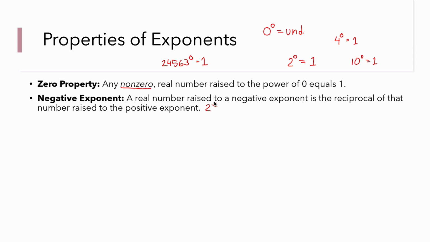Now, we can see that we have a negative exponent here. This means that 2 to the power of negative 1 is going to equal the reciprocal, so 1 over the number raised to the positive exponent, so 1 over 2 to the power of 1.